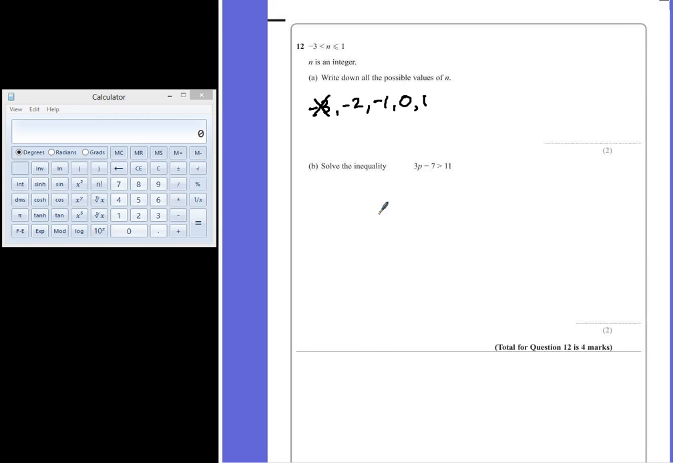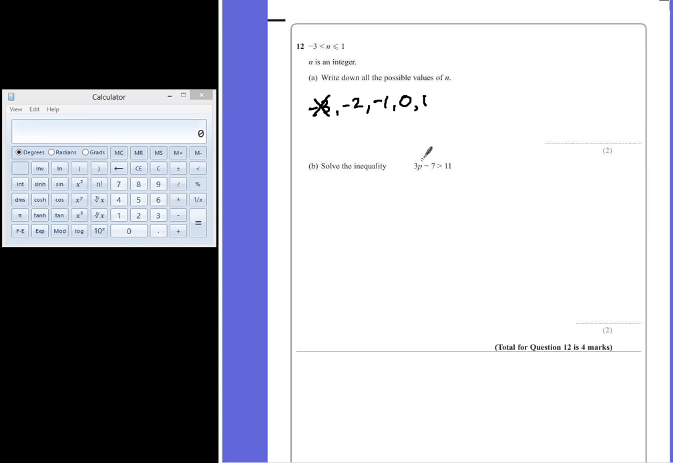For part B, solve the inequality 3p minus 7 is greater than 11. This can be solved exactly the same way that a linear equation can if this was an equal sign. We keep everything balanced. To solve the inequality, we need to find out what p is. To leave p on its own, we're going to work backwards through this left-hand side of the inequality.